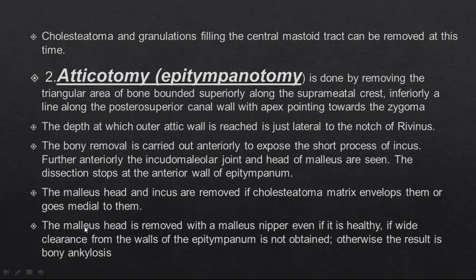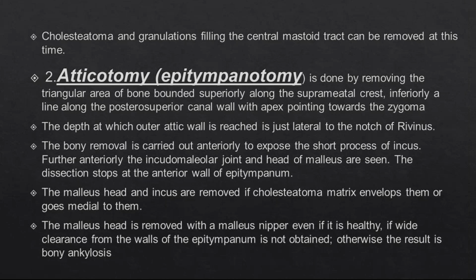So in order to get good disease control in the attic, you have to remove the malleus head. Once you remove the head of the malleus, you can remove the disease process from the attic very nicely, and also you can go into the anterior attic area.